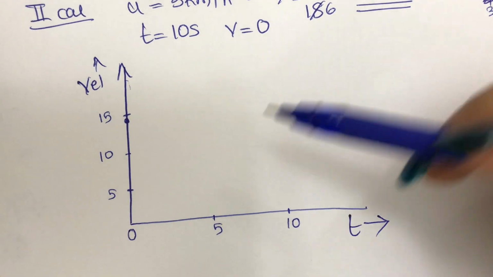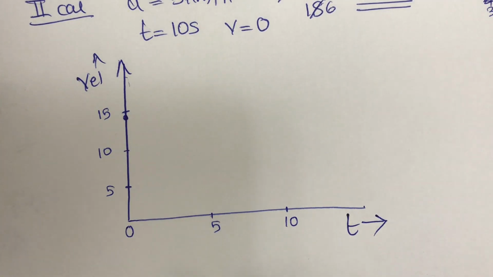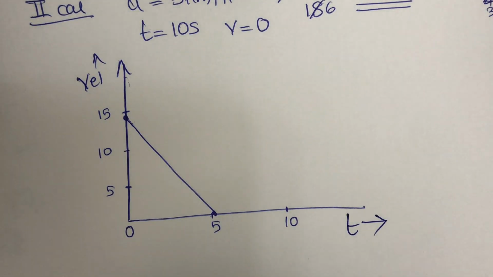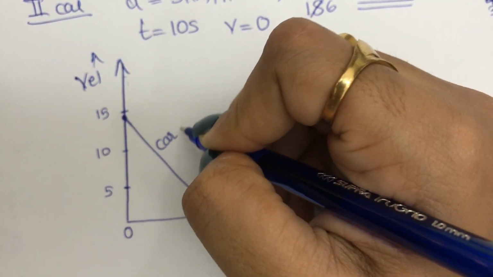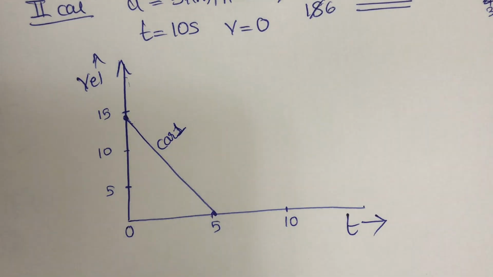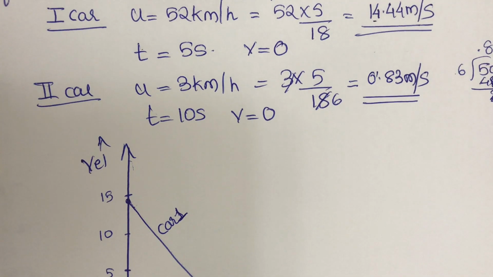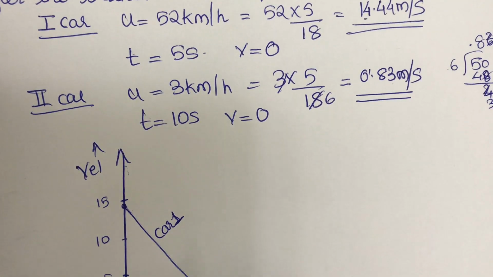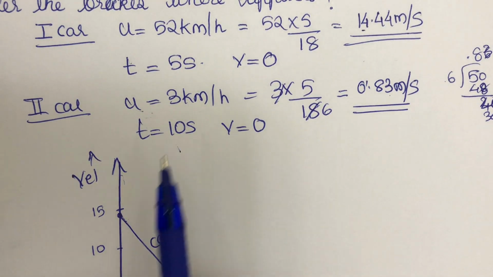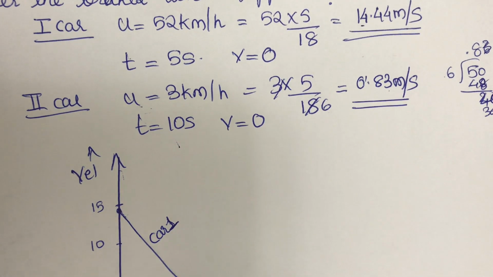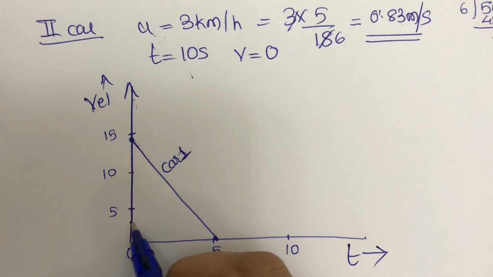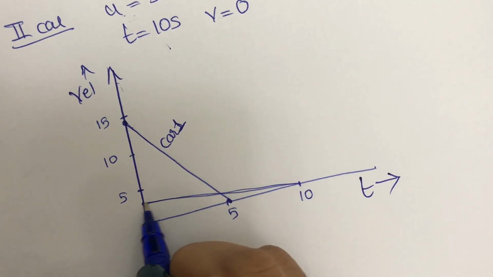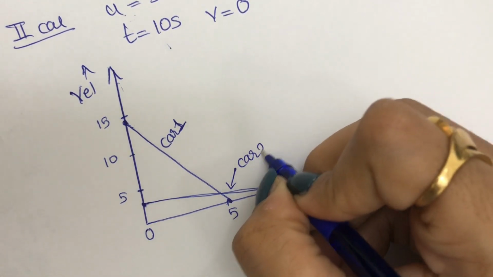So we have studied the uniformly accelerated decreasing motion, right? Our graph will be like this. This is 5. This will be the graph of car 1, I'll write car 1. And for the next one, how much is the initial speed? 0.83. So I'll take it somewhere here. Then it is going to rest. So this will be car 2.